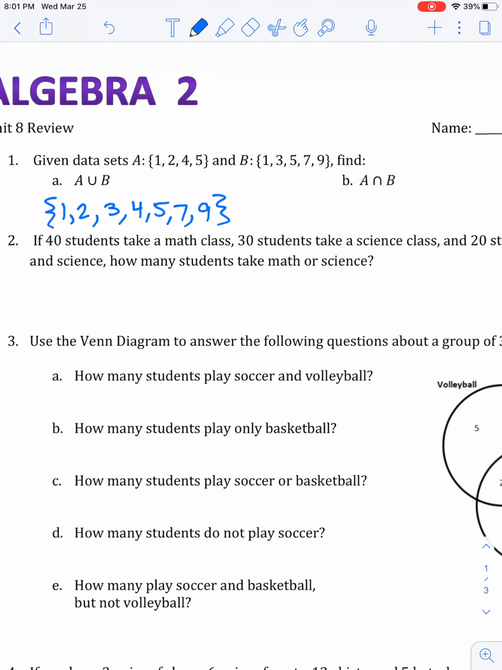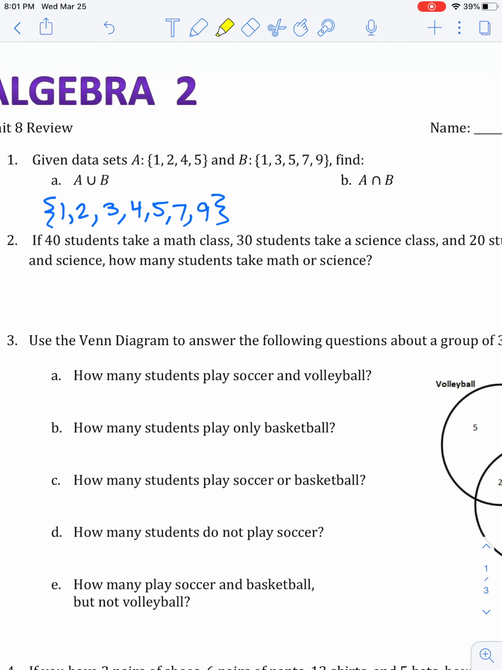Now for the intersection, that's just what overlaps between A and B. So I notice they both have a 1. I didn't mean to highlight the 3 there. There's only a 2 here, there's only a 3 there. They both have a, nope, not 4, they both have a 5. And I believe that's it. So our intersection is just 1 and 5.